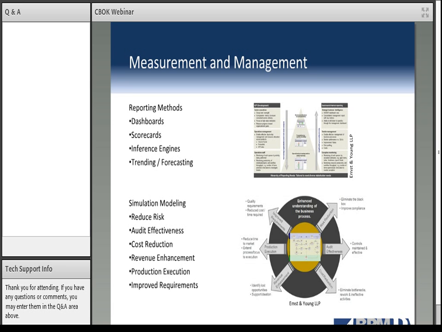Production execution, again: one of the core values of simulation modeling is understanding, if I were to change this process, how it is going to be actually executed in production. So that's one of the key values of simulation modeling. And then improved requirements, because, again, you're getting an end-to-end view.